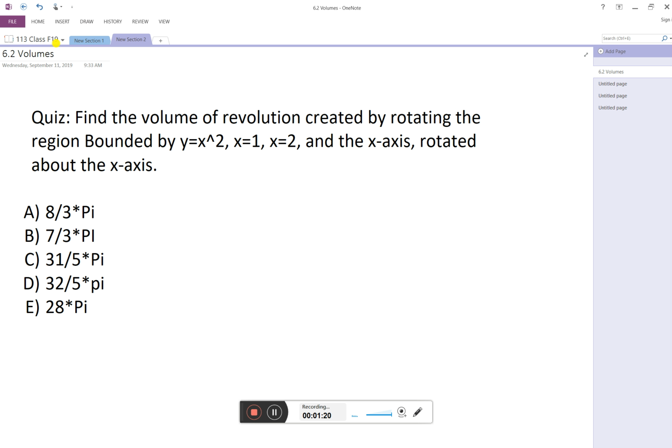So this section's on volumes. The next section's also on volumes. It's going to be a different technique to do volumes of revolution.